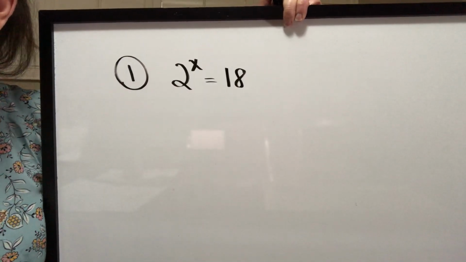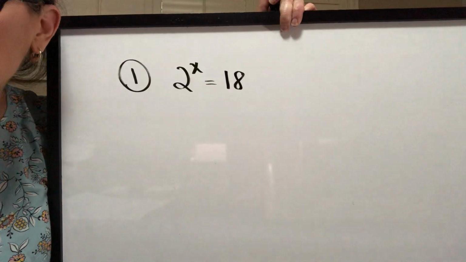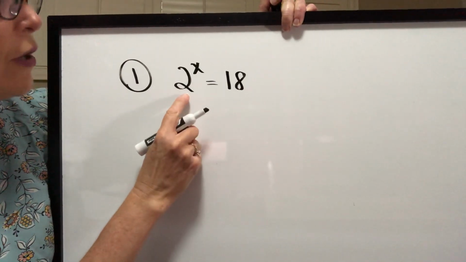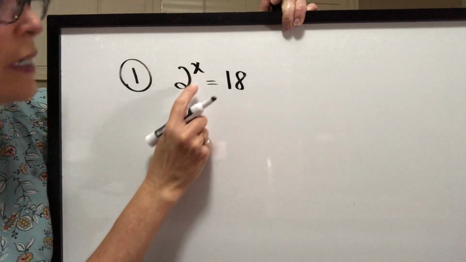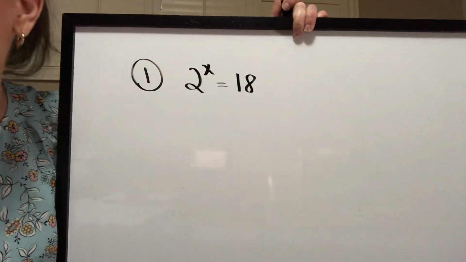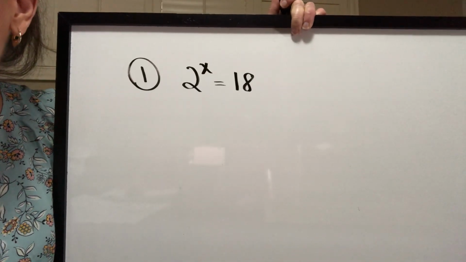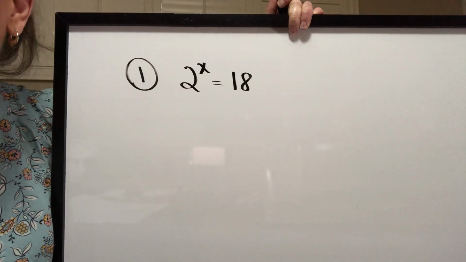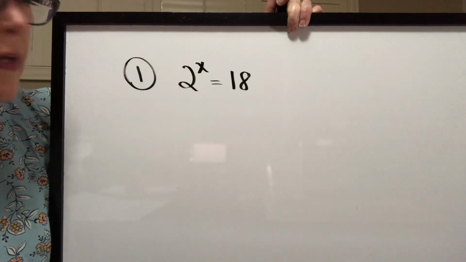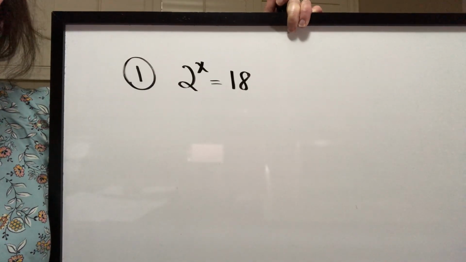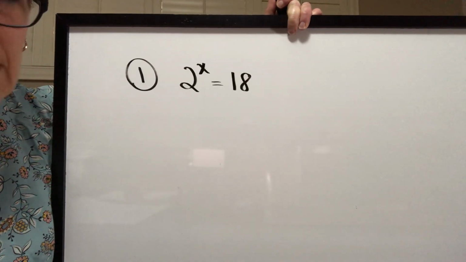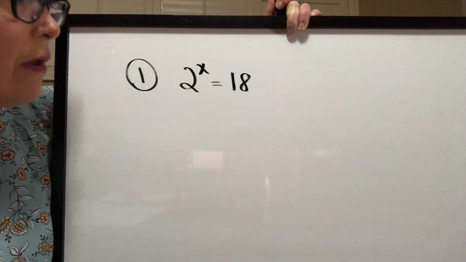For number 1, the first bullet point says isolate the exponential expression. The exponential expression would be the part that contains the exponent. So the 2 is the base and the x is the exponent. There's nothing to isolate here, that part is already done, so skip over the first bullet. The second bullet is to change this from exponential form, b to the x equals y, to logarithmic form, log base b of y equals x. This is what we covered in the lesson before last, on logarithms.